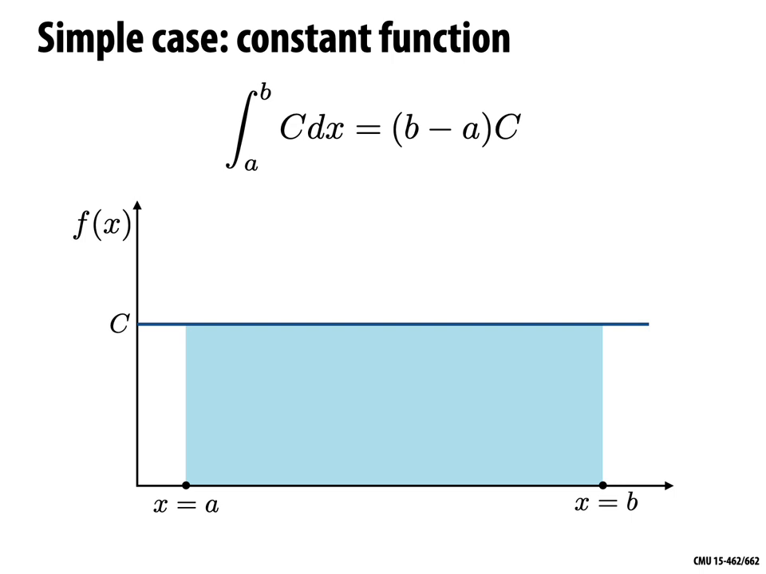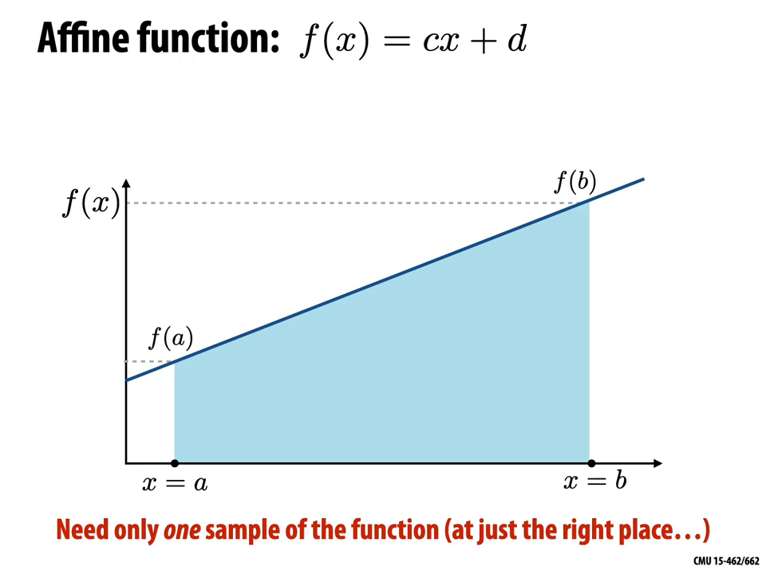A little more interesting is an affine function, f of x equals cx plus d. Just remember for a moment, we made the distinction earlier between linear functions and affine functions. Even though this function has a graph that looks like a line, we don't call it a linear function because it has this plus d term. So we don't get the basic property of linear functions that f of x plus f of y is equal to f of x plus y. But we may use these words a little bit interchangeably as we start talking about piecewise affine and piecewise linear functions. Those are usually meant to be the same thing.